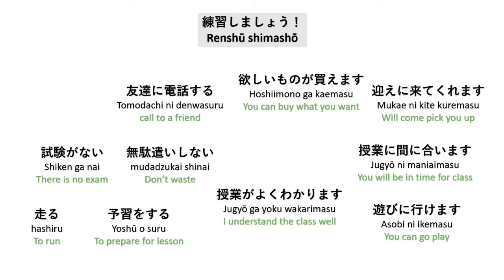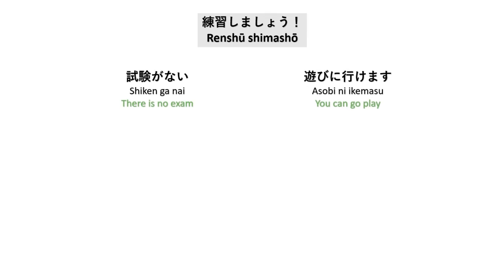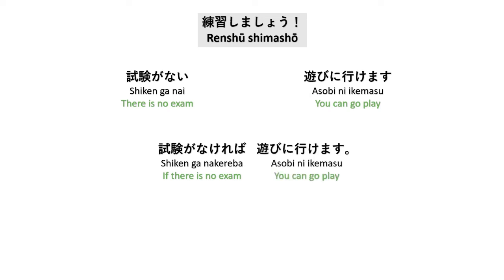Next, shiken ga nai. There is no exam. And this is connected to asobi ni ikemasu. So, shiken ga nakereba asobi ni ikemasu. So this is the nai form, a negative form. Drop hiragana i and add kereba.